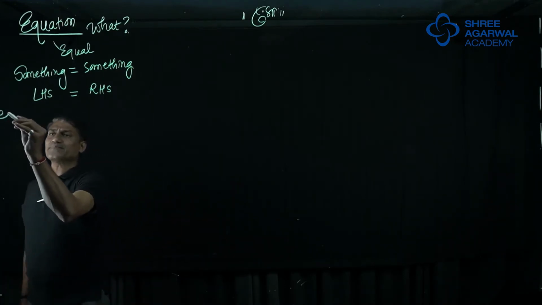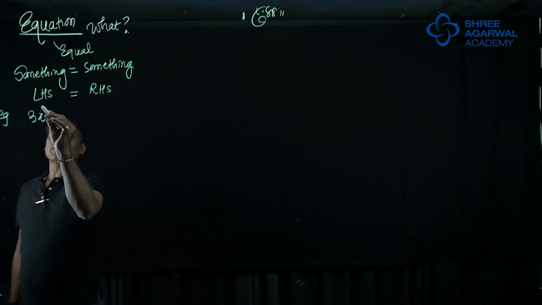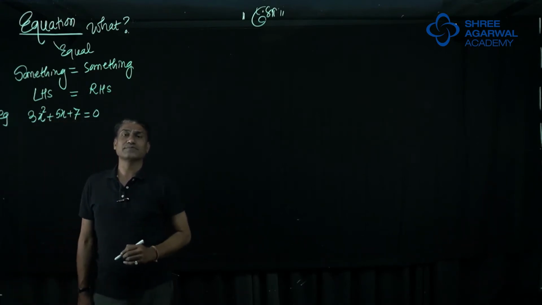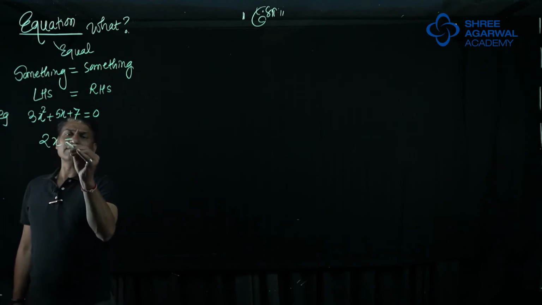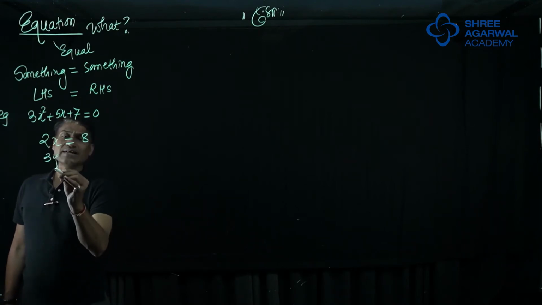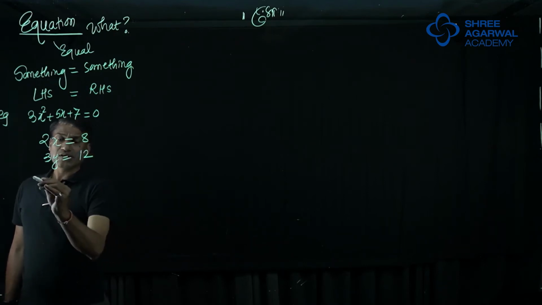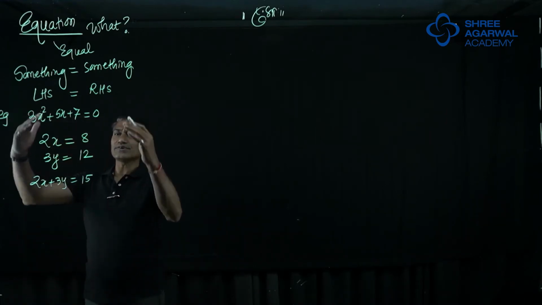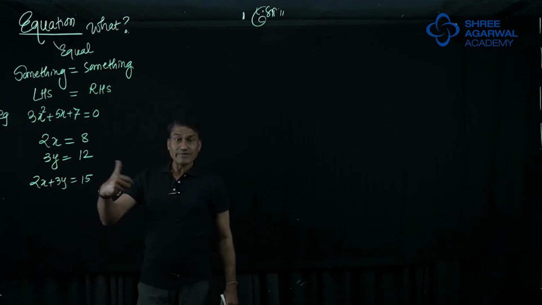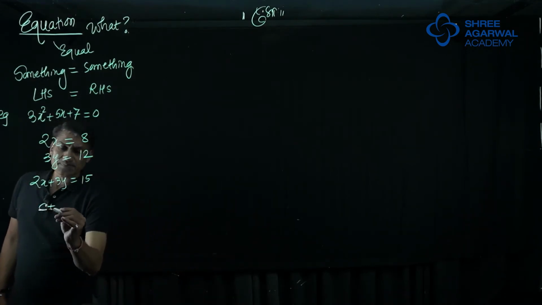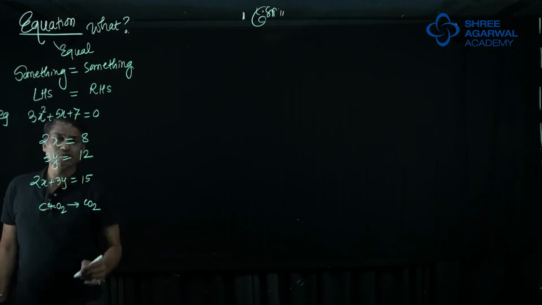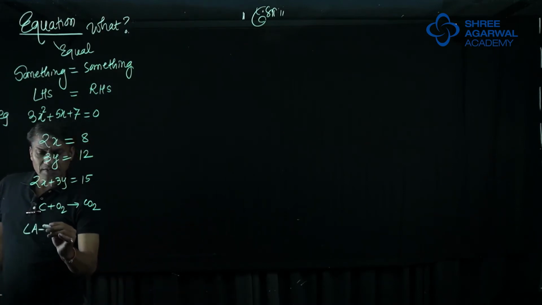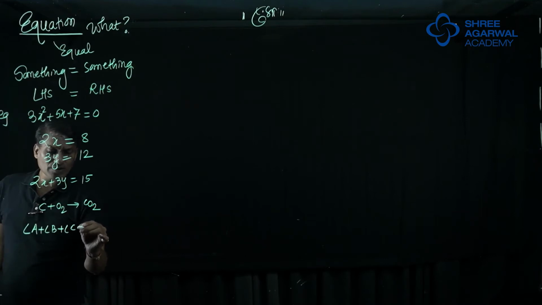For example, let us take 3x square plus 5x plus 7 equal to 0, it is an equation. Or if I write 2x is equal to 8, it is an equation. If I am writing 3y is equal to 12, it is an equation. If I am writing 2x plus 3y is equal to 15, it is an equation. All these are equations. Well, there are some equations like this also. C plus O2 gives CO2. So, there are some equations. We have an equation, angle A plus angle B plus angle C is equal to 180.